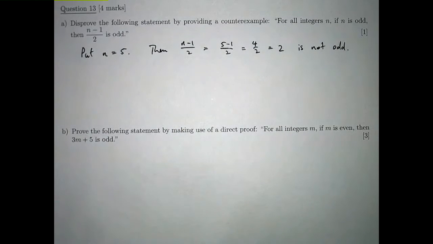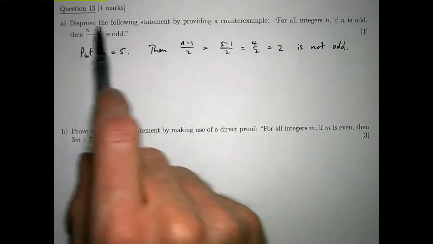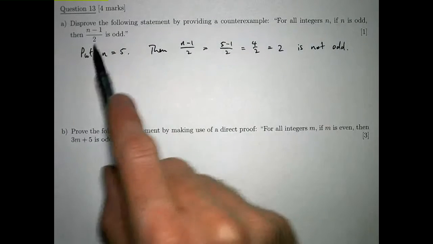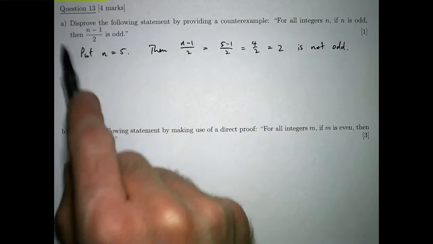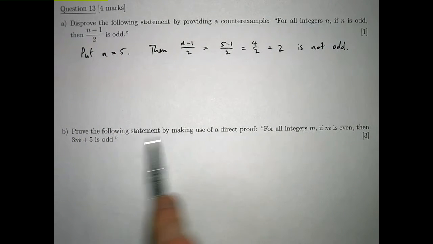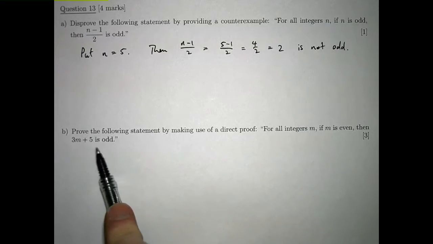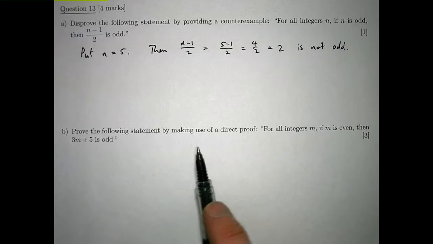to disprove this statement. Right, question B was a little bit more tricky, and a lot of you got very few marks here because you tried to prove this using an example. Here we wanted to disprove by a counterexample, and we can do that because we've got a sentence that says for all this is true. We just have to find one example to show that it's not true. But here we're trying to prove something for all integers m. If m is even, then 3m plus 5 is odd. So you can't simply give one example where this is true.